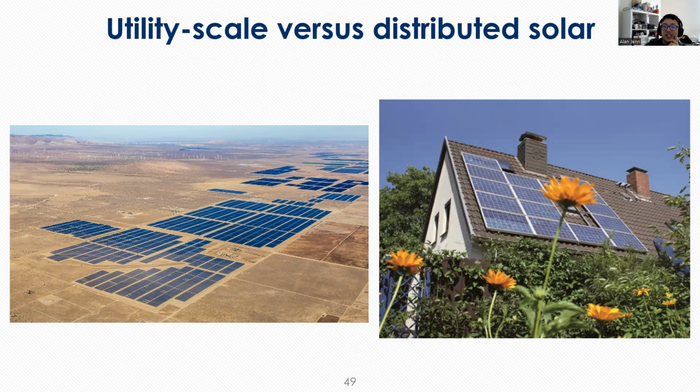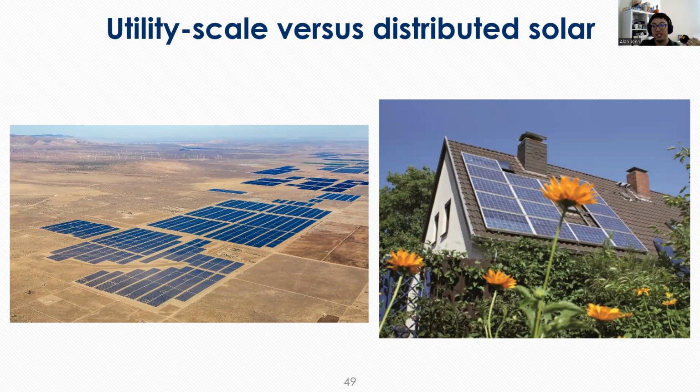Okay, so utility scale is what we think of as these large solar farms where you have rows and rows of solar out in the field. And there are pros and cons to doing this versus just putting them on top of rooftops, right? And so we can talk about some of these, right?